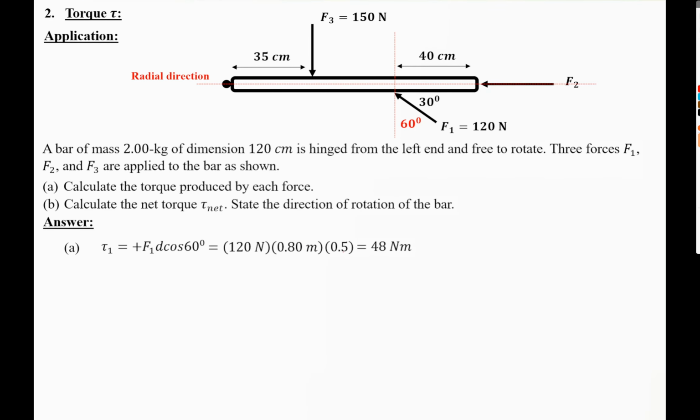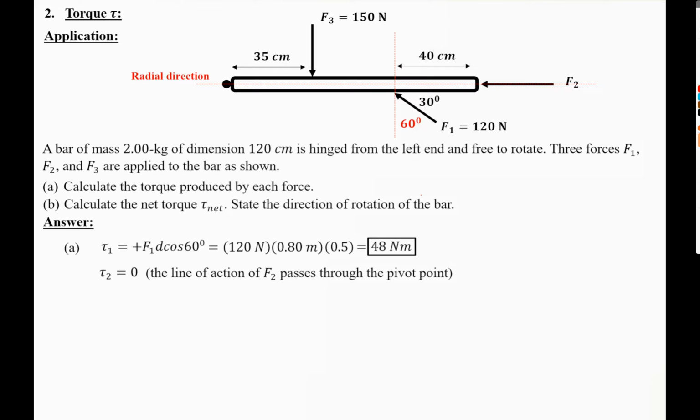And cosine 60 would be 0.5. Then the torque tau 1 produced by the force F1 would be 48 newton meters. Now F2 would produce no torque, and this is because the line of action of F2 passes through the pivot point. Let me explain that.